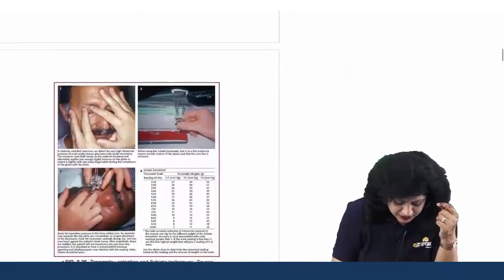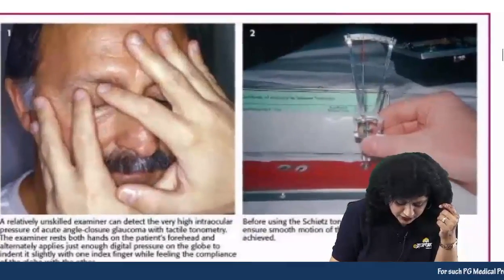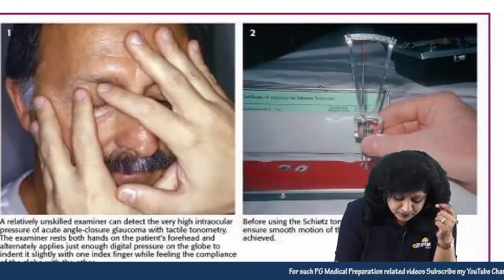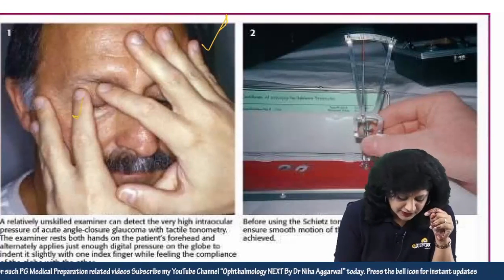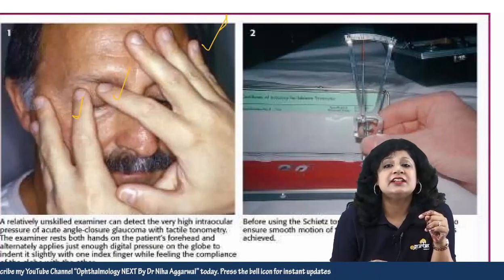Alright. Now see this, first of all concentrate on this picture. They can very well show you this picture and ask what is going on. Can you see, with the help of these two index fingers, they are showing digital tonometry.